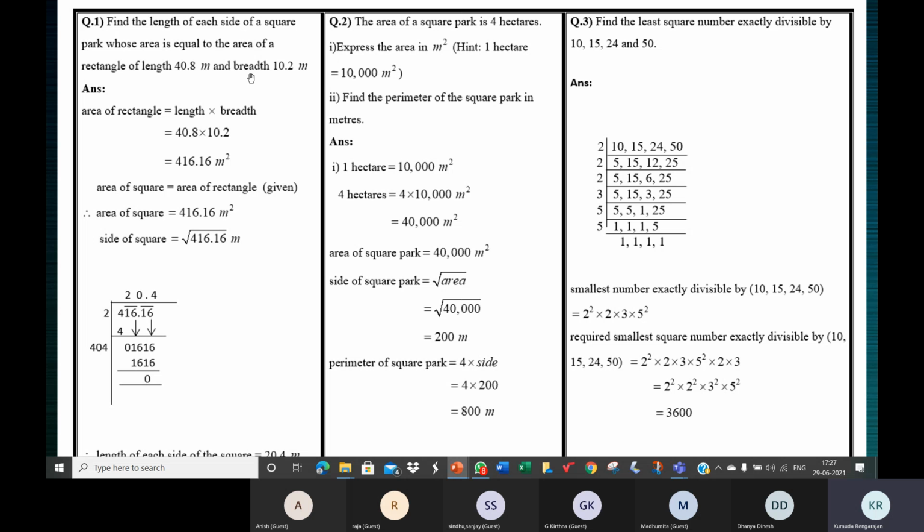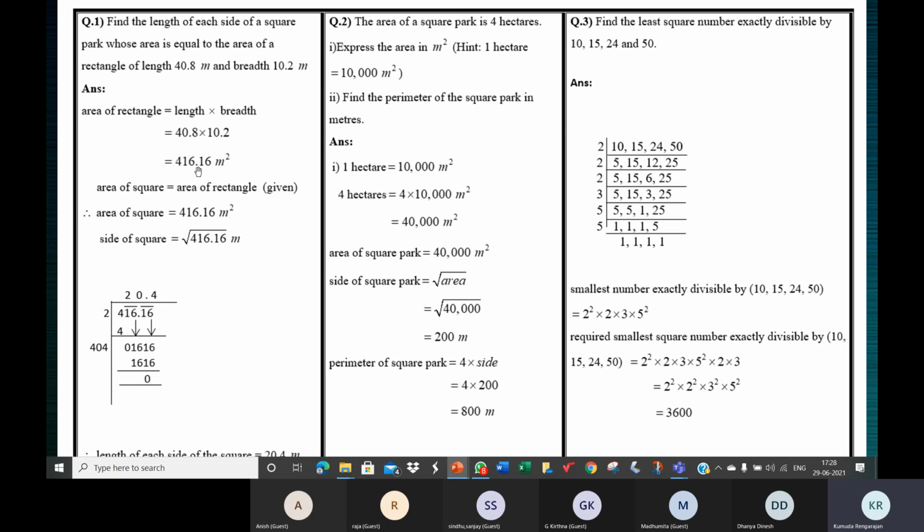And the dimensions of the rectangle given to you are length 40.8, breadth 10.2. So what do you first do? You first find the area, L into B. Just tell me if you have any difficulty in this multiplication. What I can tell is just multiply 408 and 102. Simply multiply 408 and 102.